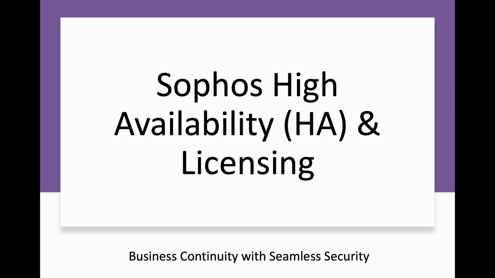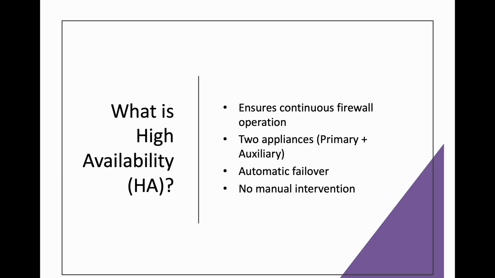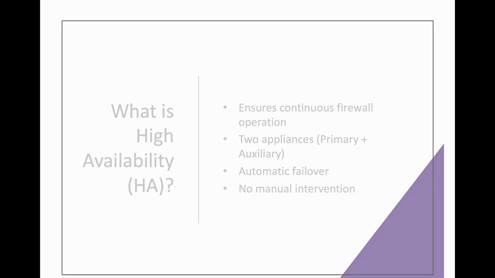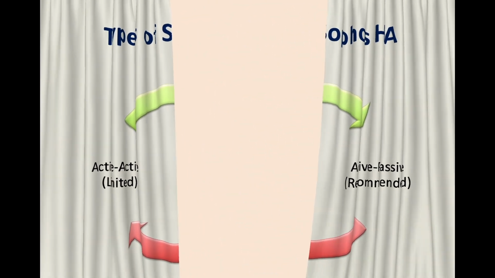High availability means business continuity with seamless security. It ensures firewall operations continue with automatic failover and no manual intervention. The first thing we have to understand is the types of HA mode. There are two types of HA mode: one is active-active and the other is active-passive.